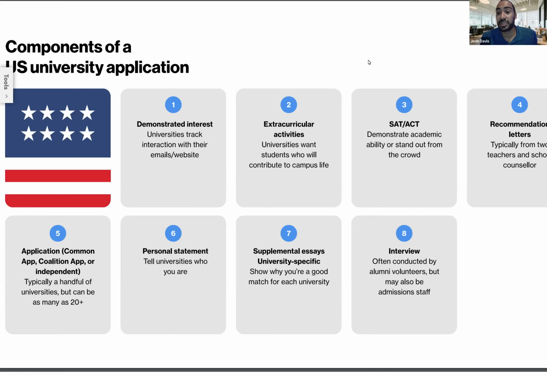And then after the extracurriculars, the recommendation letters are very, very important. Most universities will require 2 teachers, so specifically written by teachers. So, you can have a math teacher and a science teacher, or an English teacher and a history teacher, whatever it may be, but you have 2 teachers.